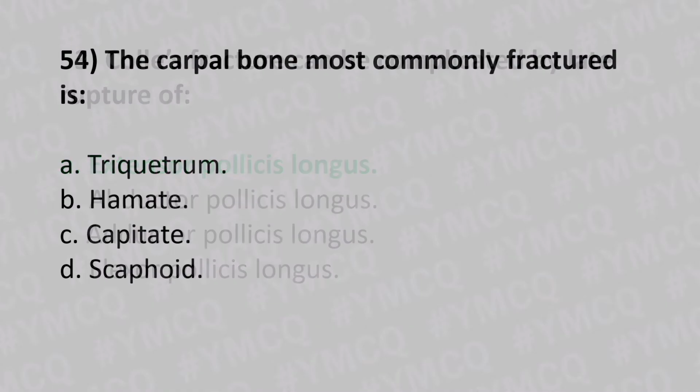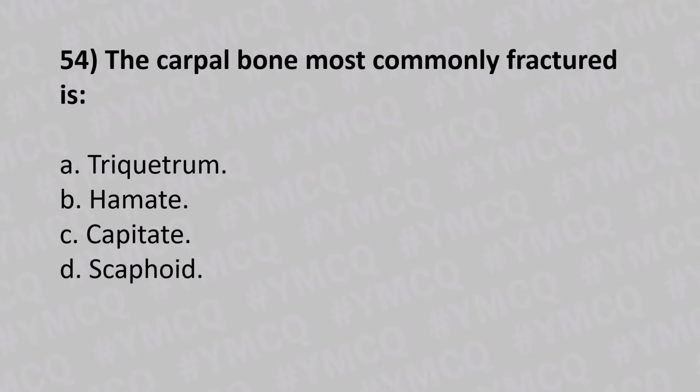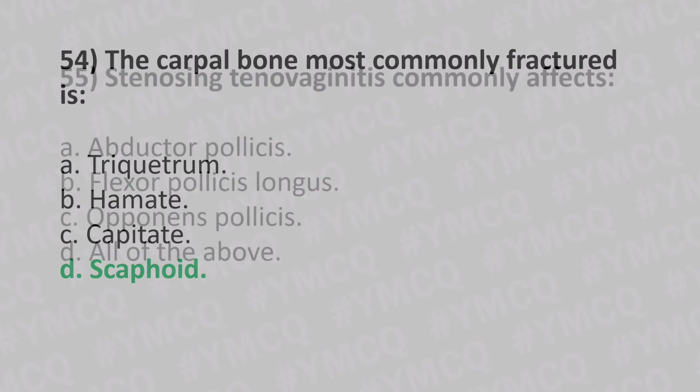Moving to our 54th question. The carpal bone most commonly fractured is option A, triquetrum. Option B, hamate. Option C, capitate. Option D, scaphoid. And the answer is option D, scaphoid.